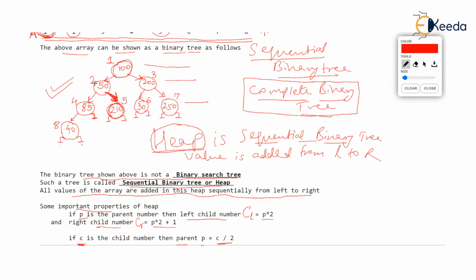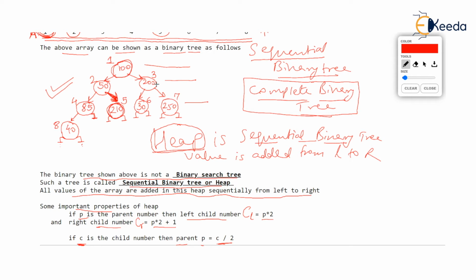This node is the parent of 85 and 210. Now this node, the second node, should have a value greater than 85 and 210. Only then will the parent node be greater than both the children. Even this value should be greater than both the children.